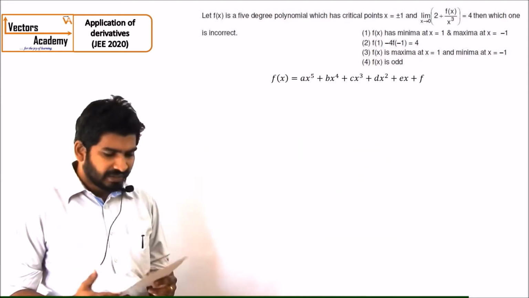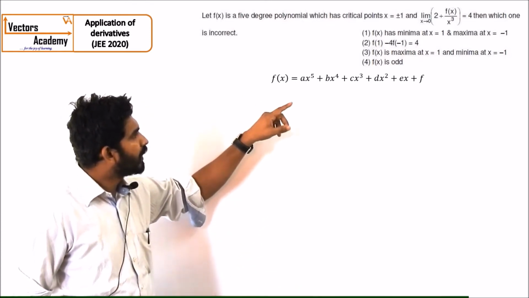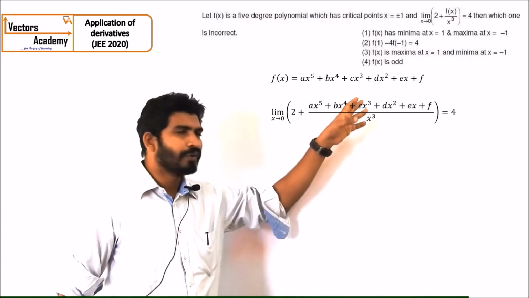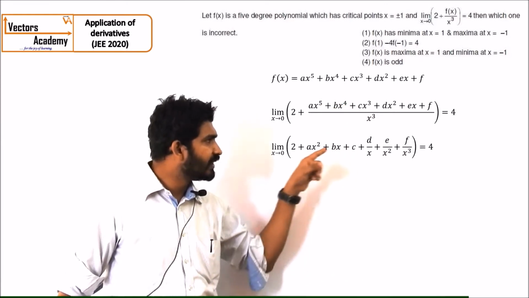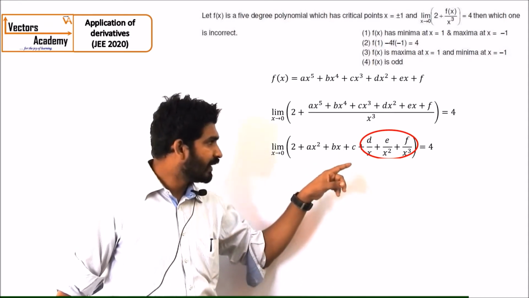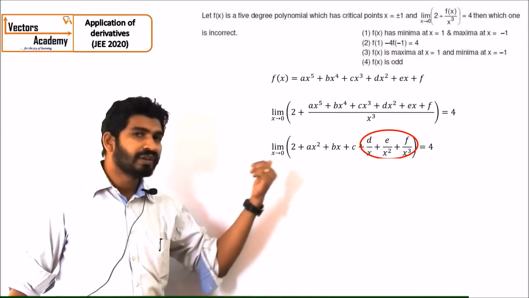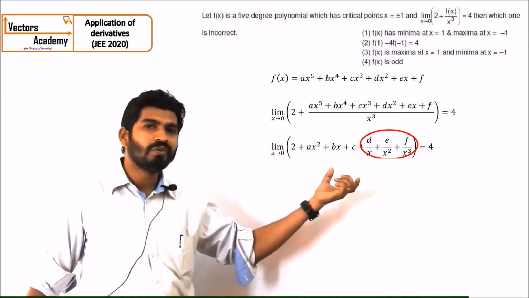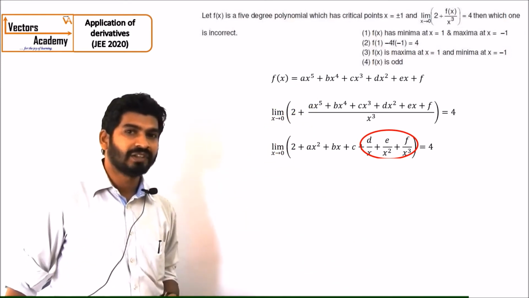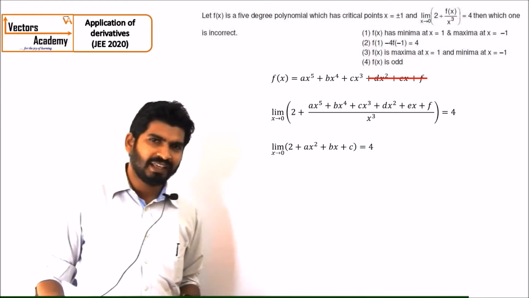Now let us see the first statement which is given, that is limit x tends to 0, (2 plus f of x) by x cube is equal to 4. Now if I substitute the value of f of x in this equation, you can see there are 3 terms which contain x in the denominator, that is d upon x, e upon x square and f upon x cube. As we substitute x equal to 0 in these limits, the value of those 3 terms won't be defined. So the equation does not contain the last 3 variables. Striking out these 3 coefficients, I just have 3 coefficients left, that is a, b and c.